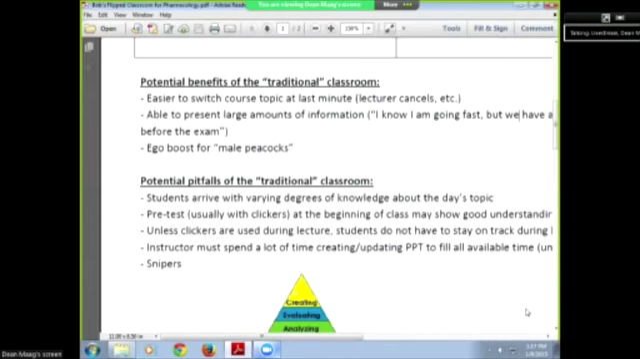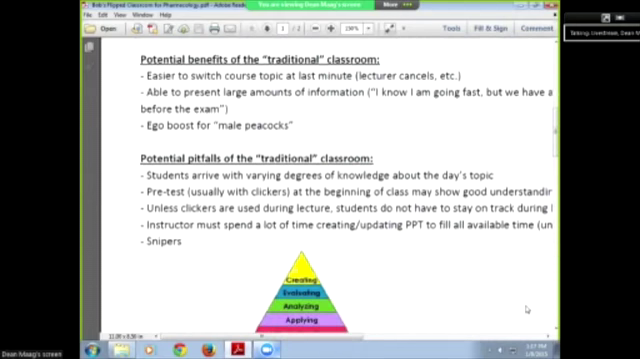And nothing against male peacocks. I happen to like male peacocks, but the lecture is a perfect way for male peacocks to get an ego boost. So we all know people that strut around during lecture, and that's what they like. That's their purpose, is to show that they know their information. And that's not necessarily a bad thing. Lecturers, teachers, we need appreciation. And if that's how you get your appreciation, is by imparting your knowledge, that's great. Okay? So I call that the ego boost.